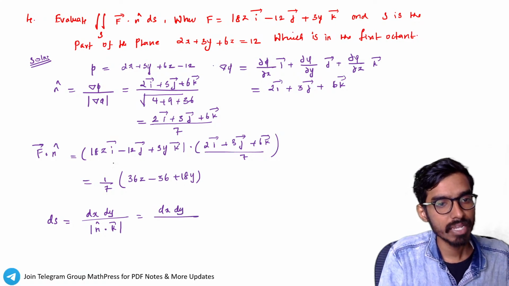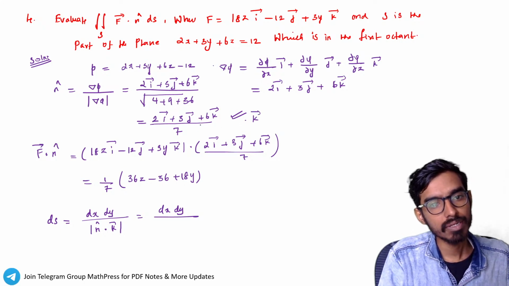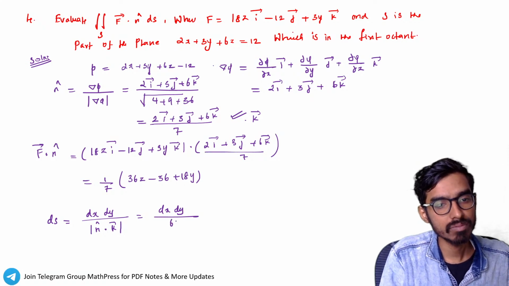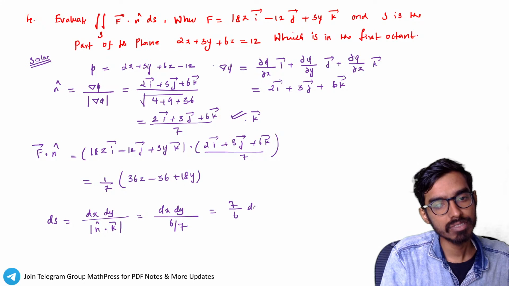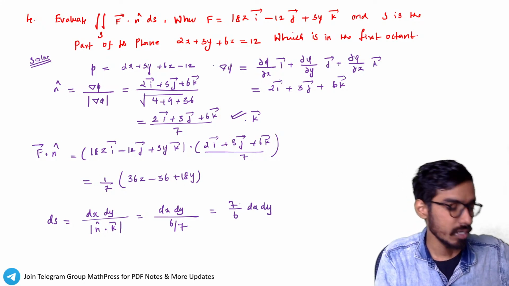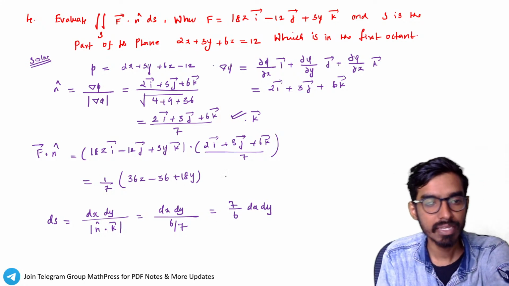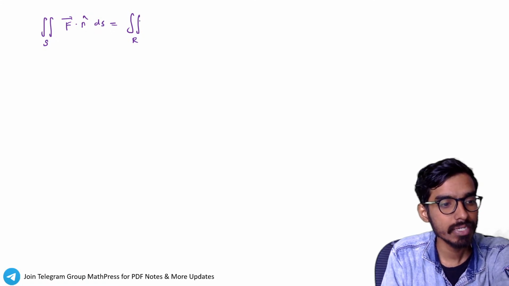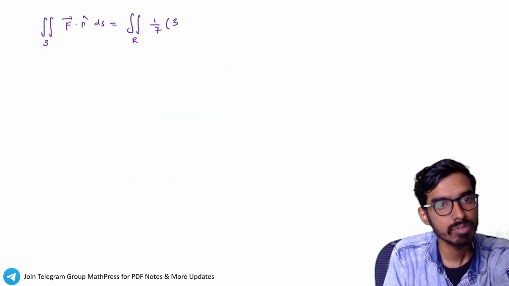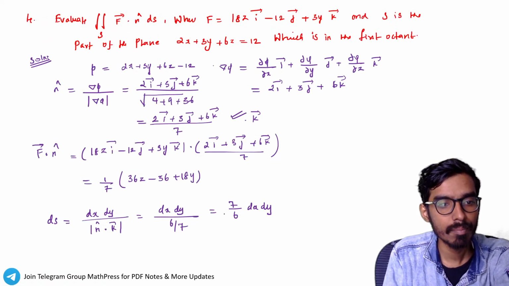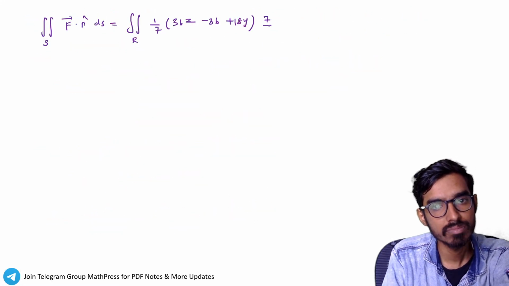So what will be n cap dot k? This is your n cap, make a dot product with k. You will have 6 by 7, right? So dS will be 7 by 6 dx dy. Therefore, the double integral over S of f vector dot n cap dS is equal to the double integral over R. Now f vector dot n cap is 1 by 7 times 36z minus 36 plus 18y, and dS is 7 by 6 dx dy, right?